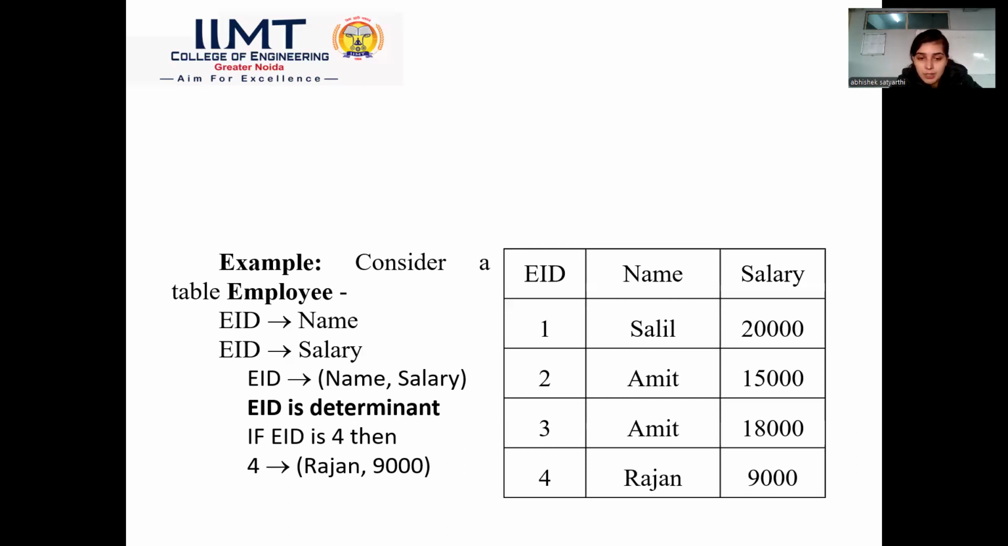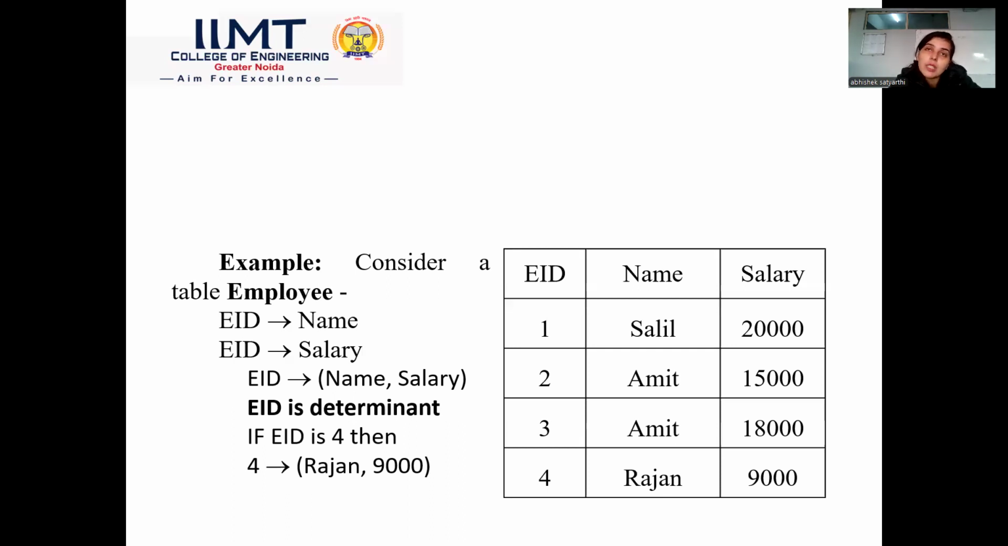Let's take one example. Suppose we have EID 4. For this EID 4, the corresponding name value and salary value can be fetched, which is Rajan, and the salary is 9,000. Suppose I get EID 1. Since this EID value is unique in nature, if we have a primary key, the primary key property or characteristic is that it must be unique in nature, and it cannot be null.